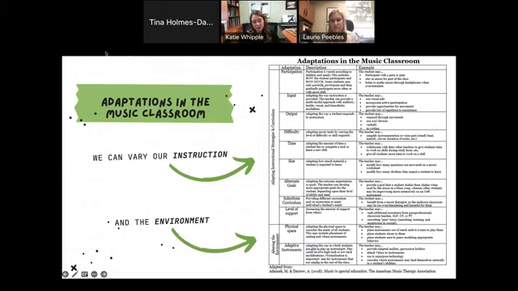Closer to the end of the presentation, we'll talk about different types of adaptive instruments. Anything from just adapting our mallets or some types of percussion holders, using Velcro. Velcro can be your best friend. And then ways to think about how we can use and reuse aspects of technology to also help adapt some instrument playing, essentially.